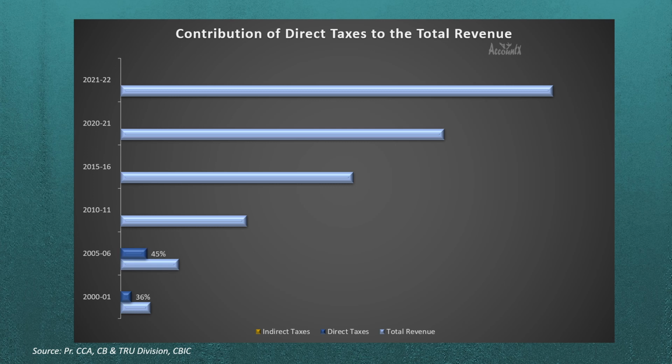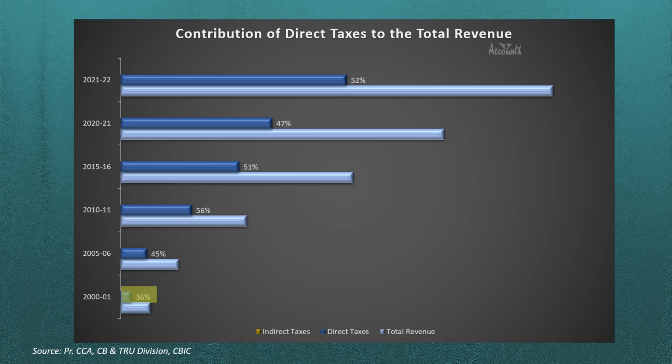Then after 5 years, that is in 2005-06, it has increased to 45%. Then in 2010-11, it has increased to 56%. In 2015-16, 51%. After 5 years, it is decreased to 47%. Then in 2021-22, it has increased to 52%.